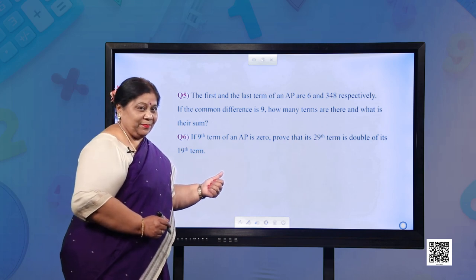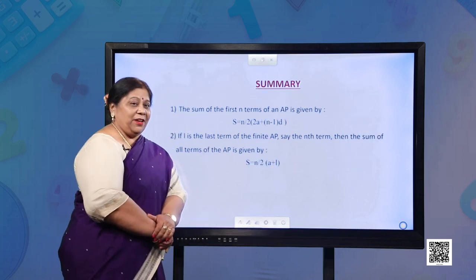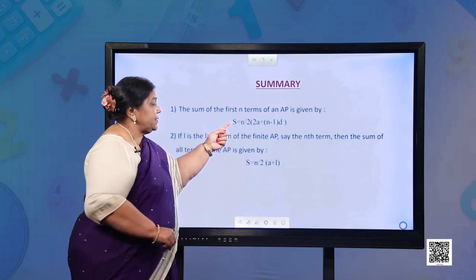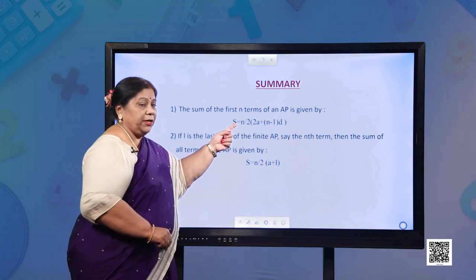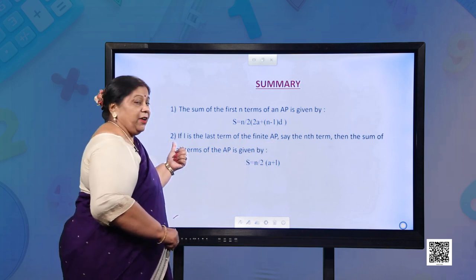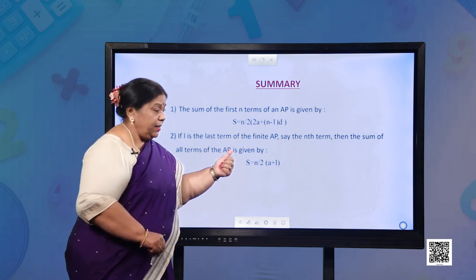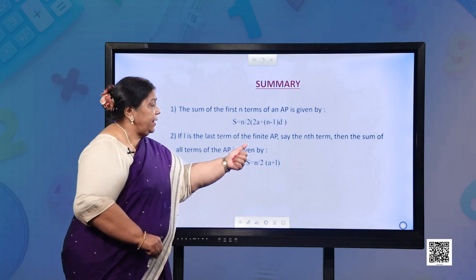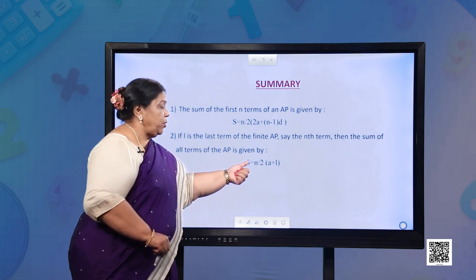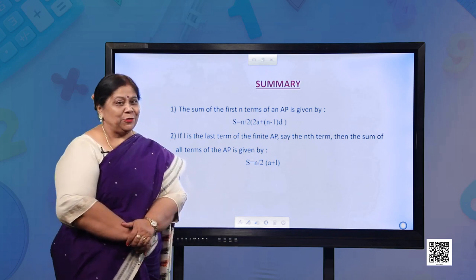Now, let us see what we have studied today. Let us summarize. We have seen that sum of the first n terms of an AP is given by S is equal to n upon 2 into 2a plus n minus 1 into d. Second, we have also looked that if l is the last term of the finite AP, say the nth term, then the sum of all terms of the AP is given by S is equal to n upon 2 into a plus l. So students, I hope you have understood today's session.